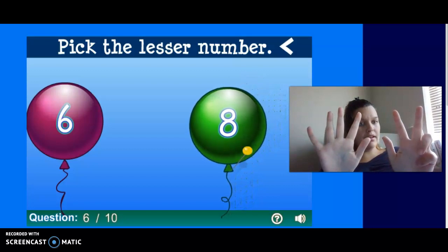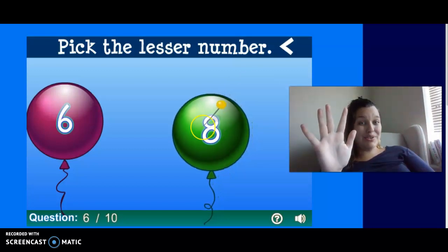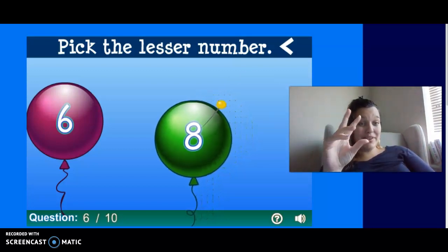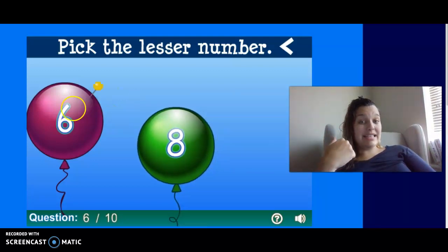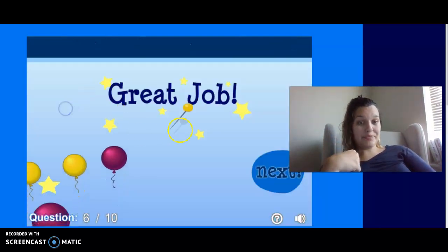So is 8 bigger? Yeah. So is 8 lesser? No. 6 is less than 8.